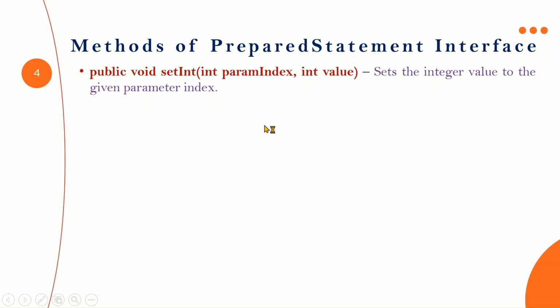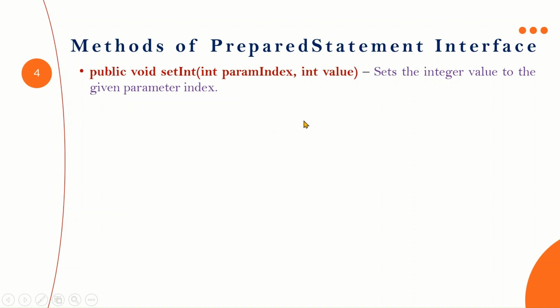Suppose, for example, I want to insert roll number and name into a student table. I write the query like insert into student, that is the table name, values, and the roll number is of data type integer, and the name is a varchar. So here I'll put a question mark for the two columns: question mark, comma, question mark. The first question mark implies the first parameter index, then you write the value of that. The second question mark implies the second parameter index, and then you write the value.